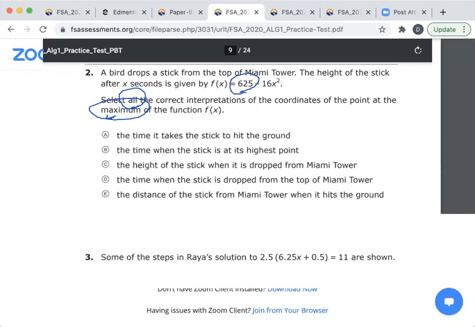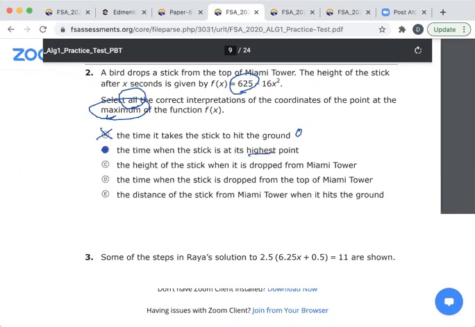For A, it says the time it takes the stick to hit the ground. Well, hitting the ground is at 0. So that is not the maximum height, right? The time when the stick is at its highest point. Highest is the same thing as maximum. So B is one of our answers because highest is the same thing as maximum.